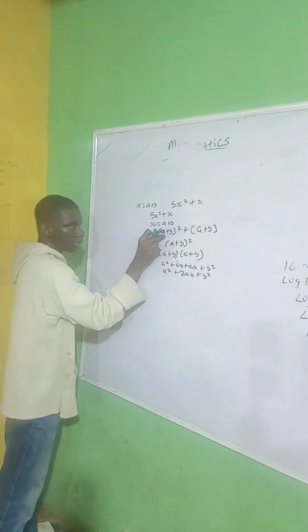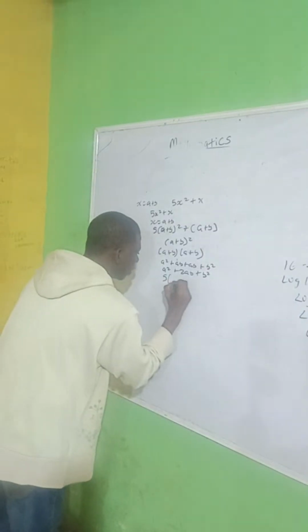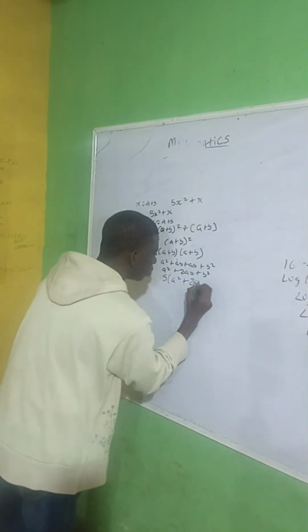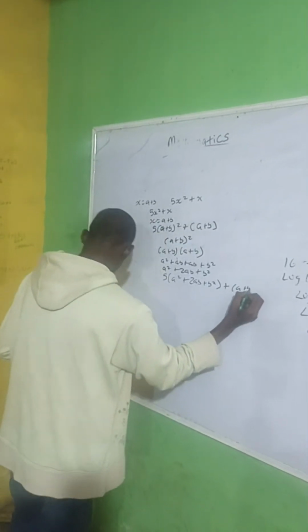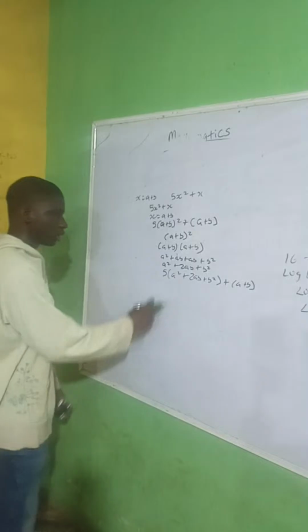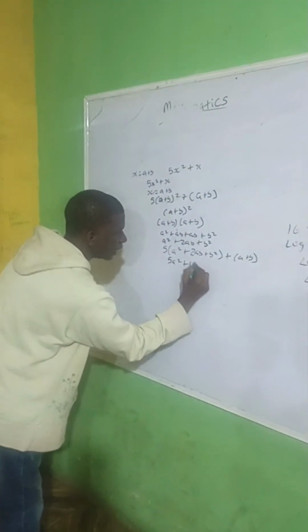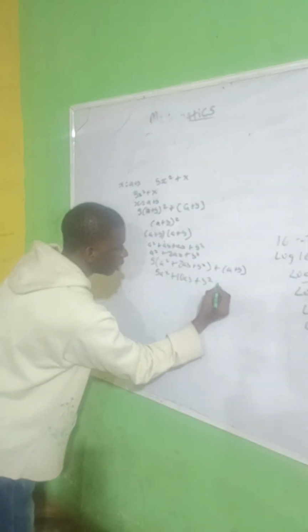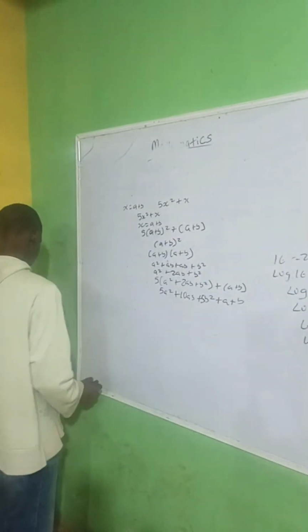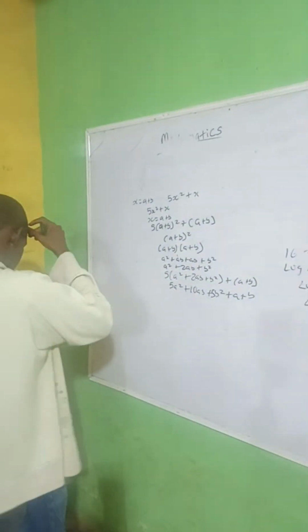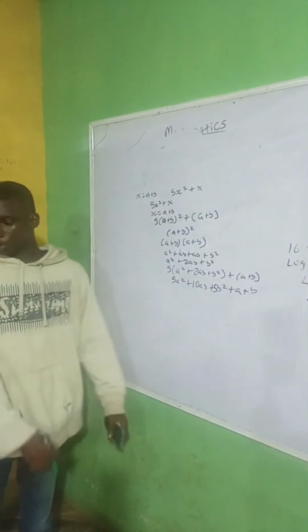Instead of writing a plus b raised to power 2 again, we just put it into place. So that is going to be 5 brackets a squared plus 2ab plus b squared, plus a plus b. Now you are going to multiply this by 5. So that's going to be 5a squared plus 10ab plus 5b squared plus a plus b. That's going to be the answer. Do you understand? Okay, should we move to the next question?